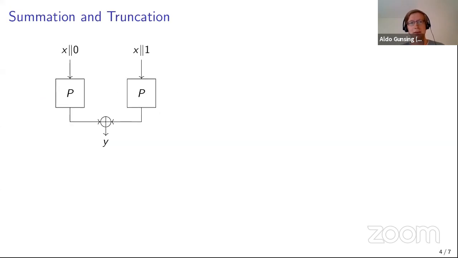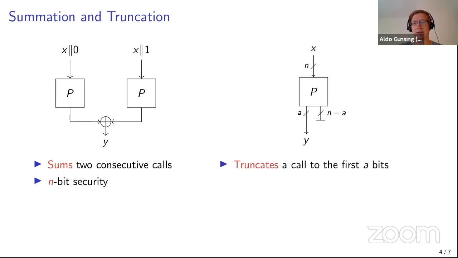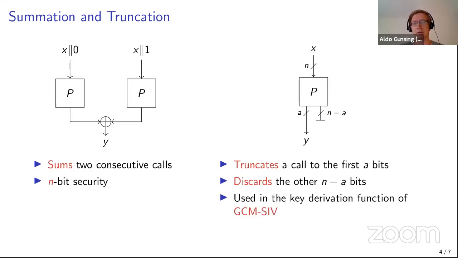First of all, we have summation. This construction simply calls the PRP 2 times and sums their outputs together using an XOR. And it achieves the full n-bit security. Truncation truncates the output of a PRP to the first a bits, where a can be variably chosen, and it discards the other n-a bits. This function is also used in the wild, for example, in the key derivation function of GCM-SIV. And this achieves n-a/2 bits of security.